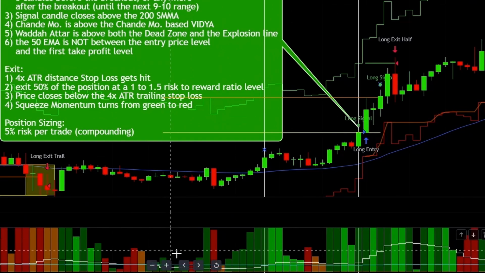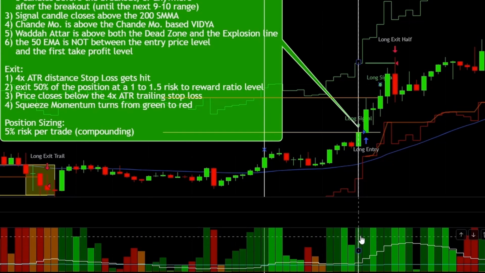Here's our watt-hour explosion indicator, and on the potential entry signal candle, it is clear that the watt-hour, which are these bars, is above the white and the blue line, which are our explosion line and our dead zone line.